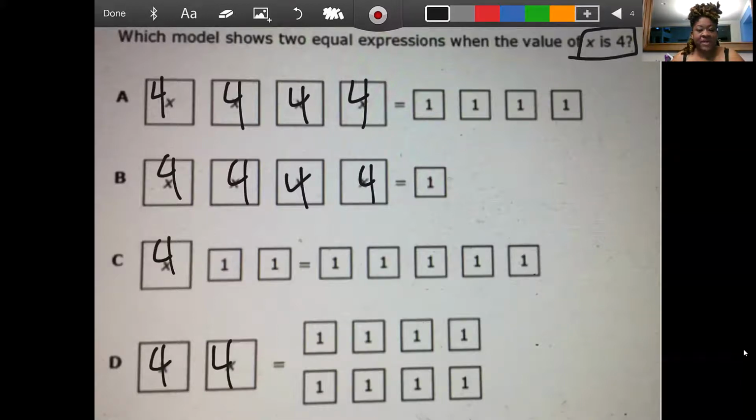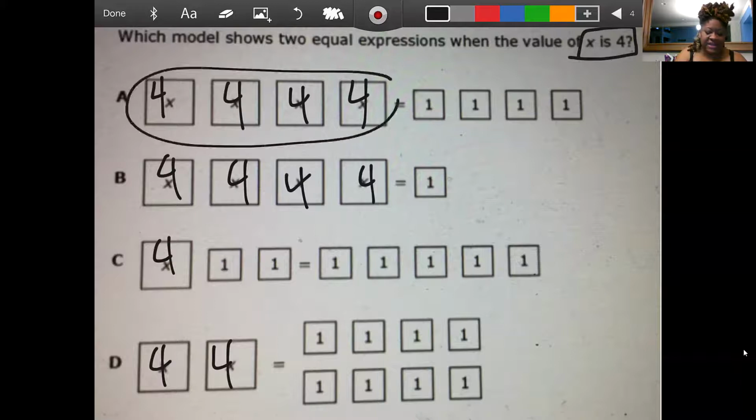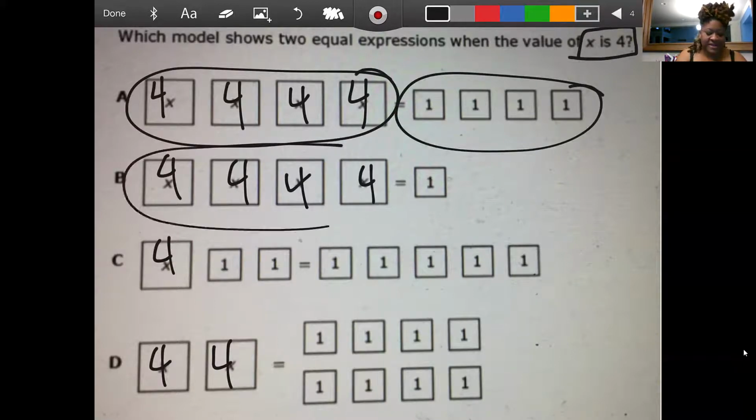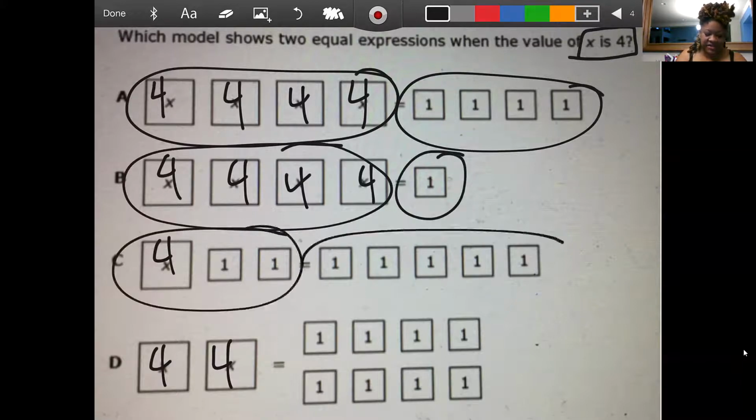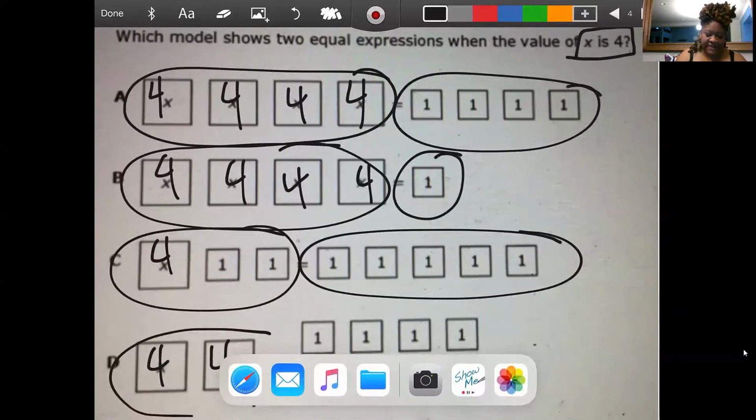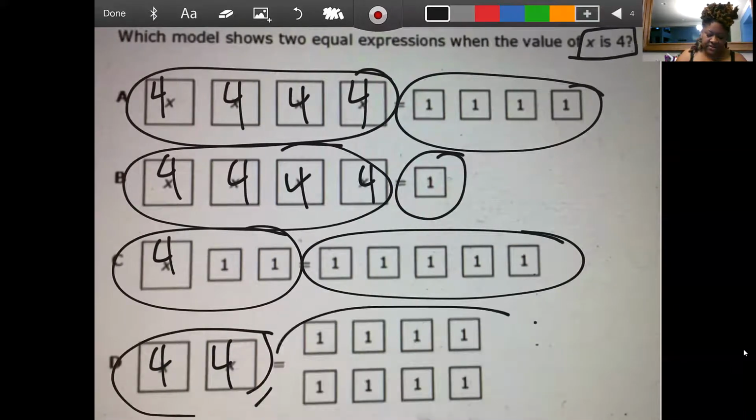Okay? And then you're going to go ahead and add the left side to see if it equals the right side. Add the left side, see if it equals the right side. Okay? And you should be able to find your answer.